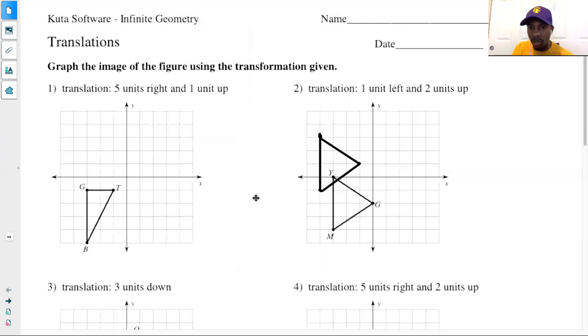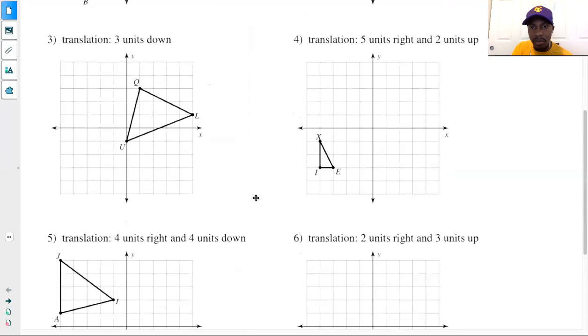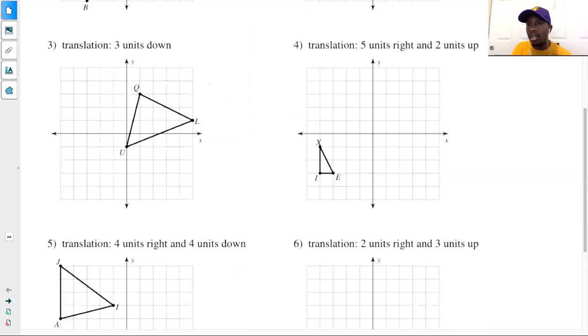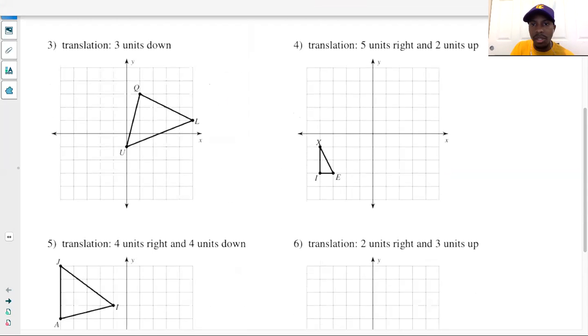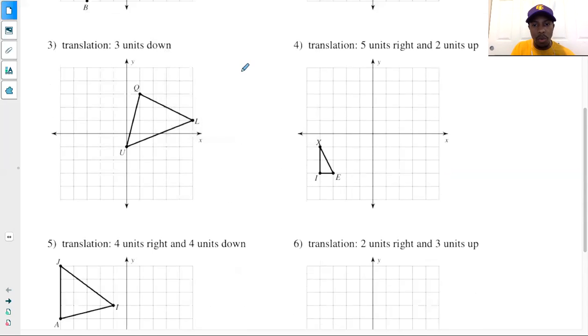So that's number 2. Let me scroll down to number 4. Number 4 is telling us to go 5 units to the right and 2 units up. I'm not worried about notation right now, only because I know in the next couple, I'm going to write the notation for you guys and try to help you with it. But here it is just telling you exactly what to do. Now remember, every single vertex is being moved 5 units to the right and 2 units up.